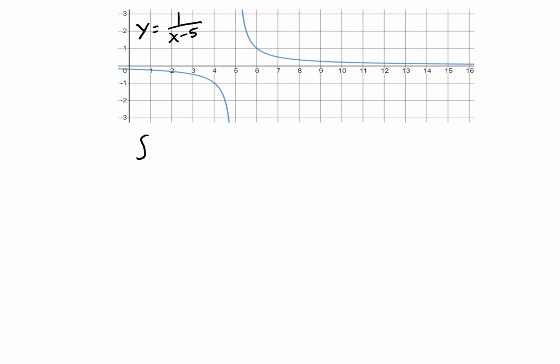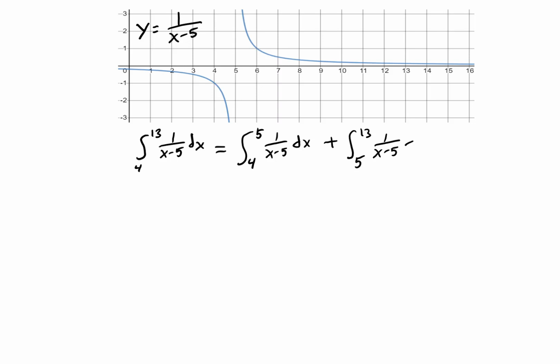Consider the integral from 4 to 13 of 1 over x minus 5 dx. As in the previous example, the function has an asymptote at x equals 5, so we break the integral there. On the right side, we have the integral from 5 to 13 of 1 over x minus 5 dx.